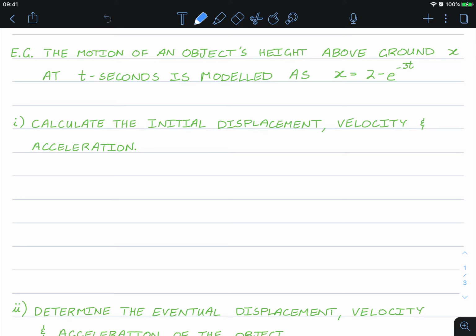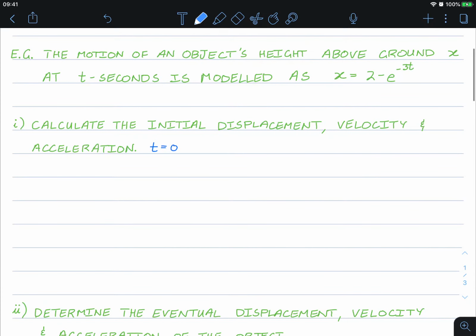The motion of an object's height above ground, x, at t seconds, is modeled as x equals 2 minus e to the power of negative 3t. Calculate the initial displacement, velocity, and acceleration. Initial means we are looking for the values when t is equal to 0. To find that, we need our displacement function, 2 minus e to the negative 3t.